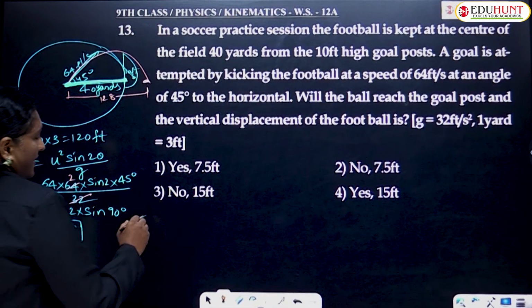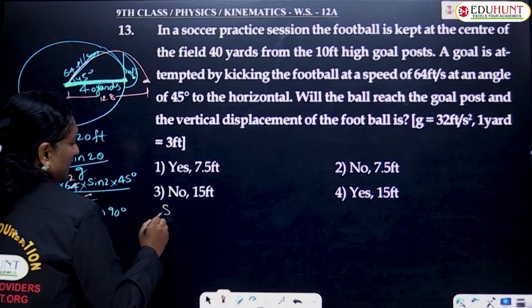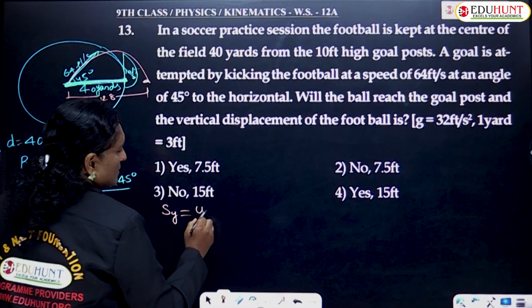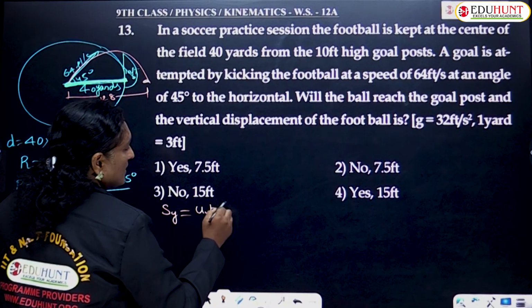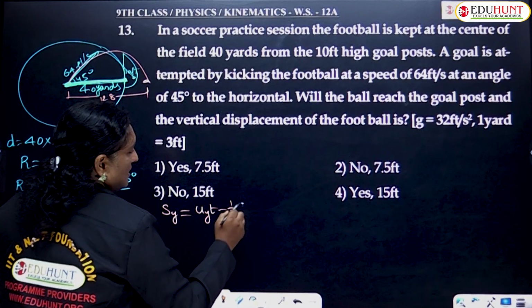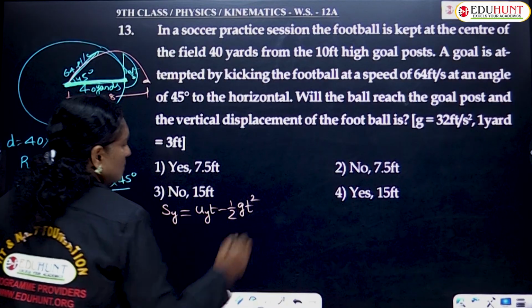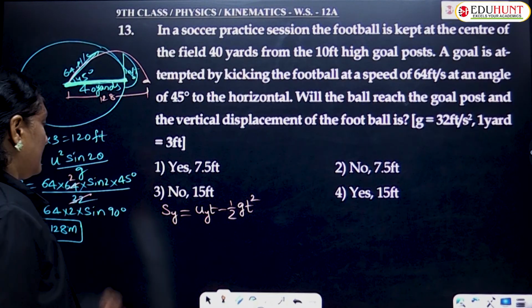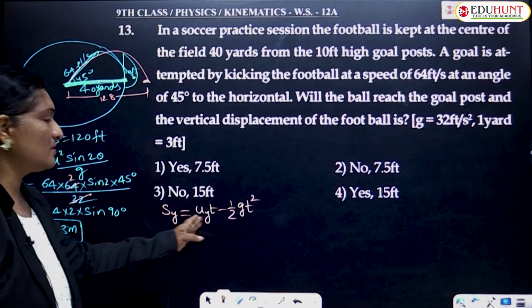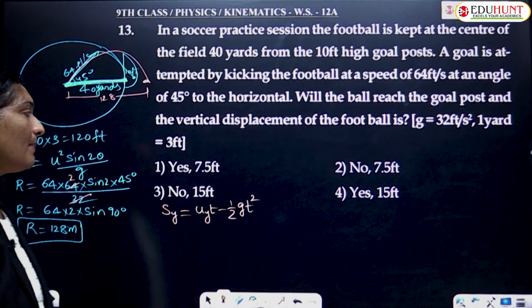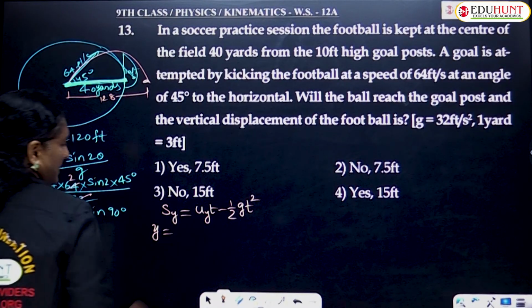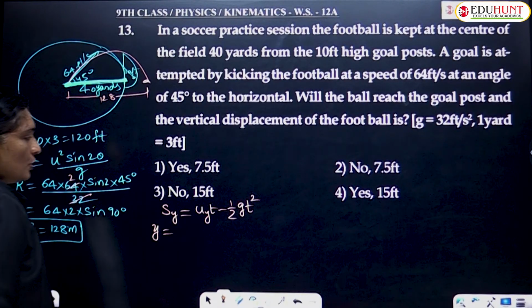In order to find the vertical displacement of the football, let us try to make the equation. S is equal to ut plus half at square in the vertical direction. Vertical direction means Sy is equal to Uy into t minus half gt square. So this vertical distance, let me take it as y, is equal to Uy.